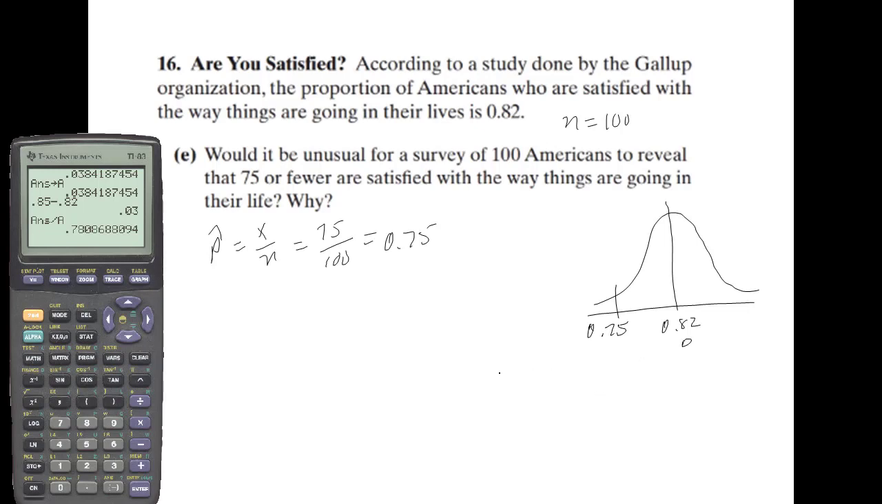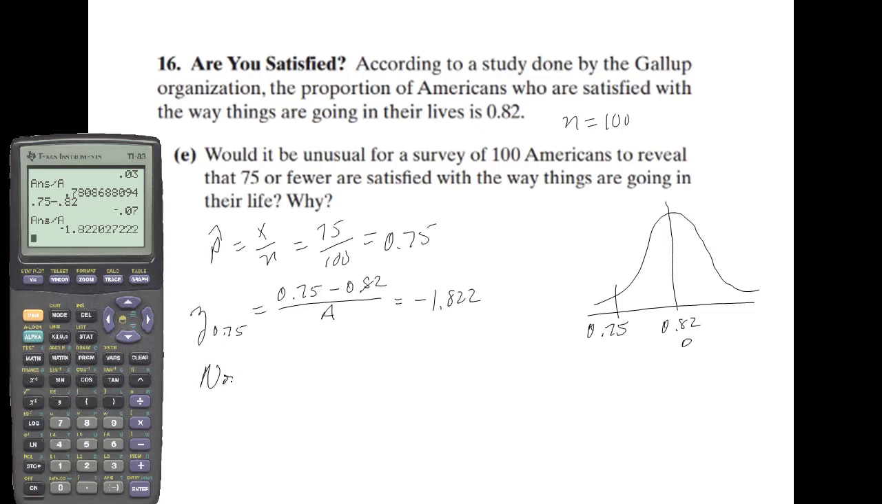So I want to look at z of 0.75, so that's going to be equal to 0.75 minus 0.82 all divided by sigma, because I had sigma already stored. So I'm going to go get that one. So 0.75 minus 0.82, get that number, and then divide by sigma. Okay, that gives me negative 1.822.